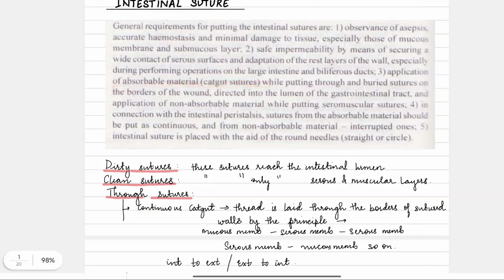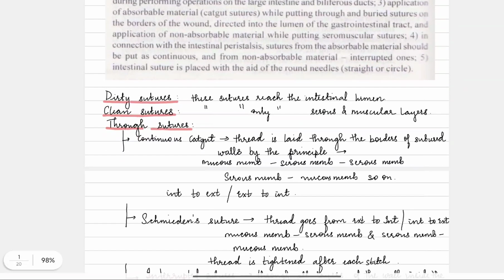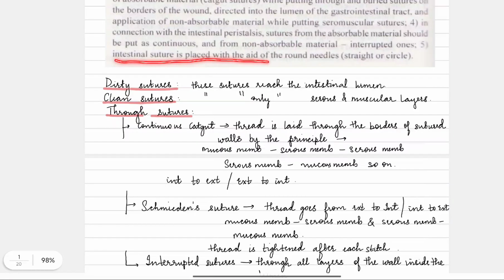Absorbable material sutures are applied, like catgut sutures, and non-absorbable material while putting seromuscular sutures. In connection with intestinal peristalsis, sutures from absorbable material should be put as continuous, and from non-absorbable material, as interrupted ones. Intestinal sutures are placed with the aid of a round needle, either straight or circular.